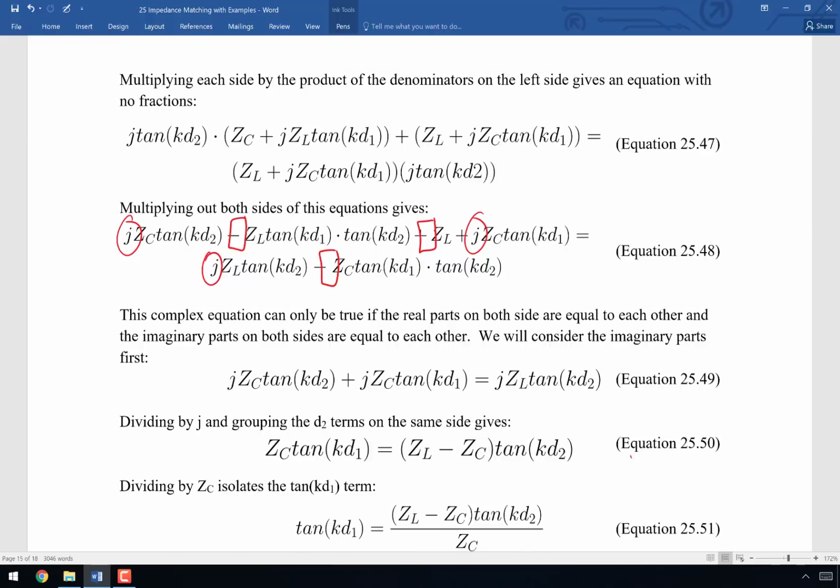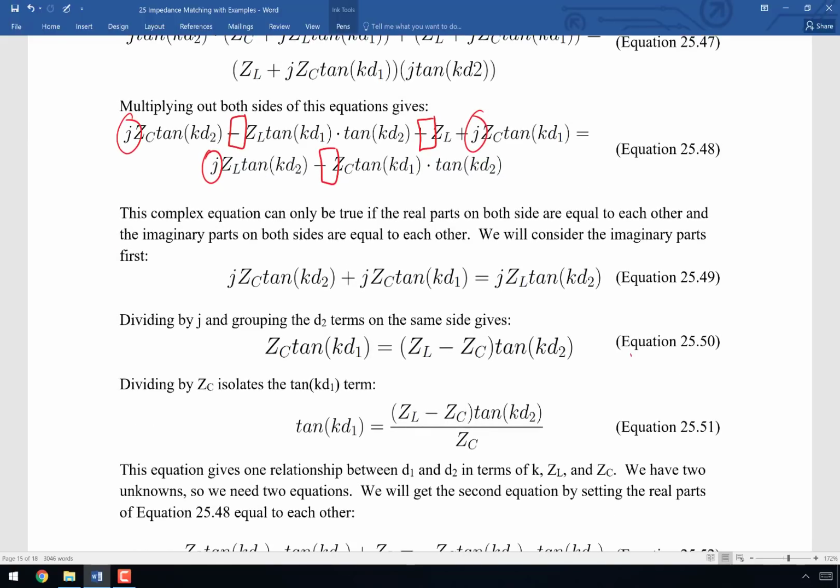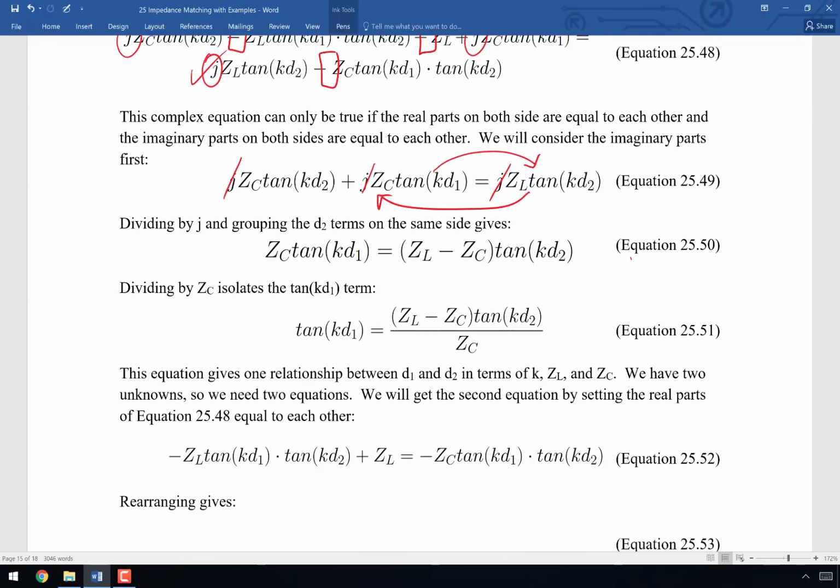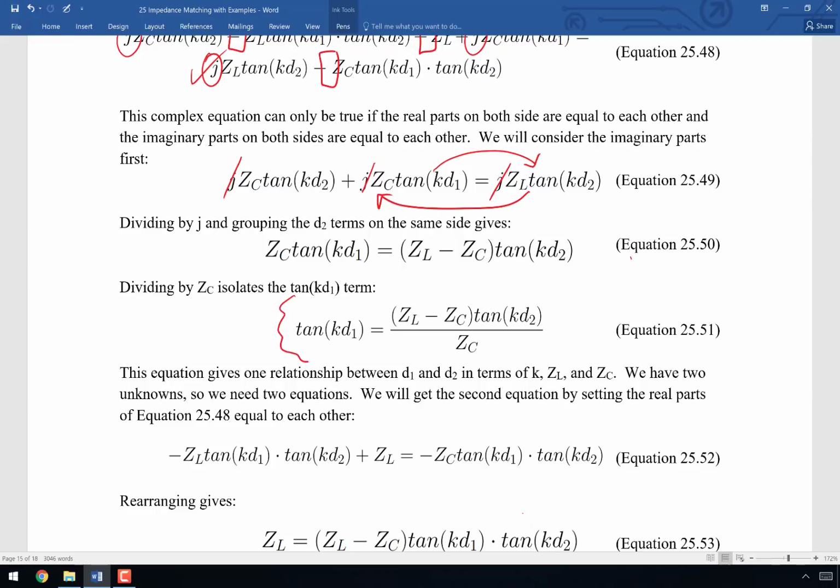So let's consider the imaginary parts first. I'm going to take this term right here and this term right here and this term right here, and I'm going to set them equal to each other. I can divide the j's, so the j's are going to go away. And then I'm going to move the d1 term over here and the d2 term over here, and I'm going to divide by z sub c to isolate just the tangent term. This equation is very helpful to us. We're going to put it on a shelf for the moment, but we're going to come back to it.